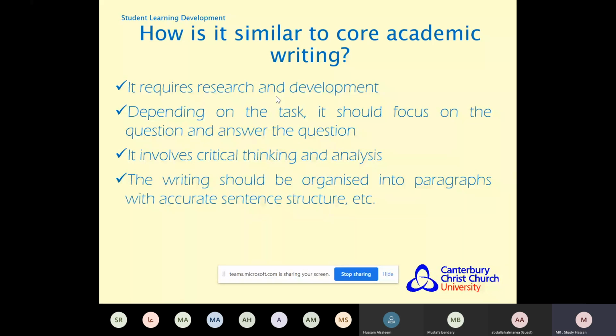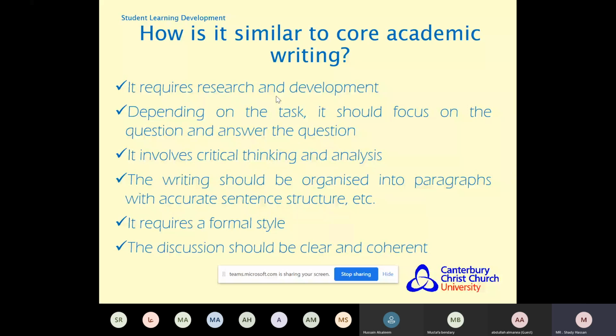Both writing excerpts should be organized into paragraphs with accurate sentence structure, etc. It requires a formal style. Both need formal style. Don't use slang language. The discussion should be clear and coherent. Paragraphs should stick together. Paragraphs should discuss the same point, the same topic, I mean.